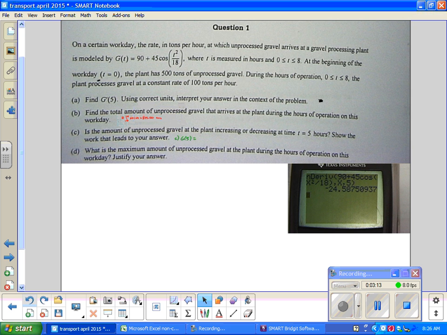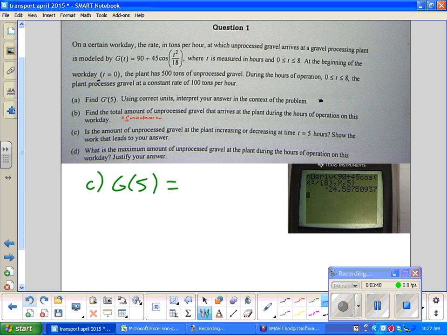Is the amount of unprocessed gravel, letter C, at the plant increasing or decreasing at time equals 5? Show the work that leads to your answers. So is the amount of unprocessed gravel increasing or decreasing? Well, first of all, you have to realize that it's using 100 tons per hour. So if it's increasing, G of 5 has to be greater than 100, and if it's decreasing, it's going to be less than 100. So I'll have to just plug G of 5 in there.